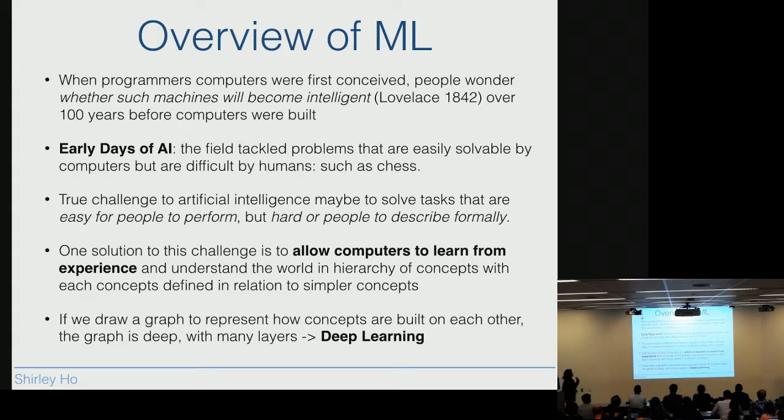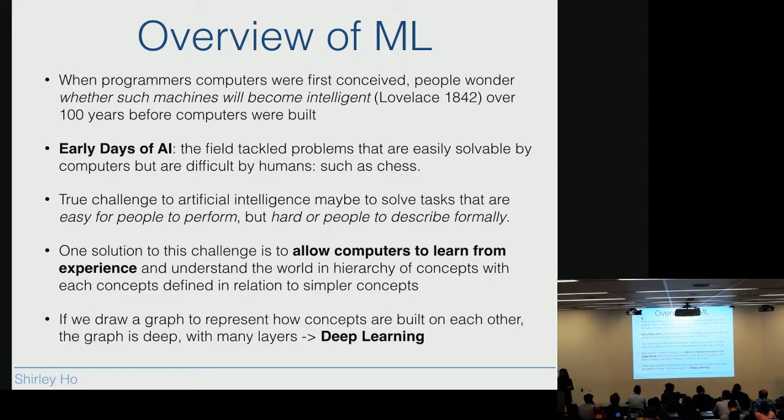So, overview of ML. This is a little bit traditional, but I think people want to ask. When programmers program computers, this was first conceived by Ada Lovelace in 1842, way before anyone was born here, I'm assuming. Over 100 years ago, before computers were even built, they were asking whether machines can become intelligent. In early days of AI, the field tackled problems that are very easily solvable by computers, but very difficult for humans, such as chess. These have well-written rules. The true challenge to AI, however, might be to solve tasks that are easy for people to perform, but hard for people to describe formally. So there are no rules, basically.